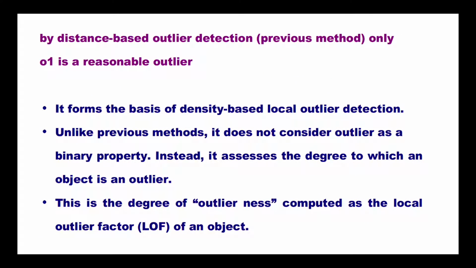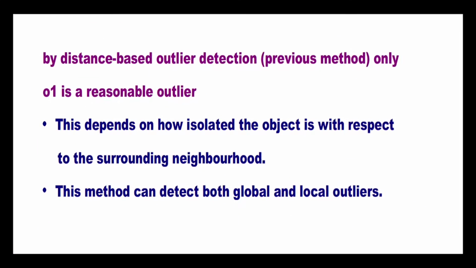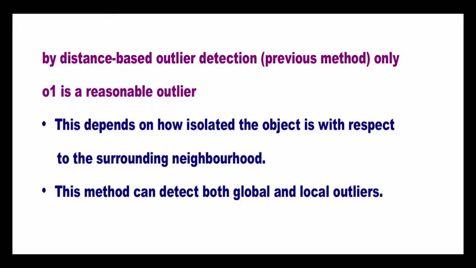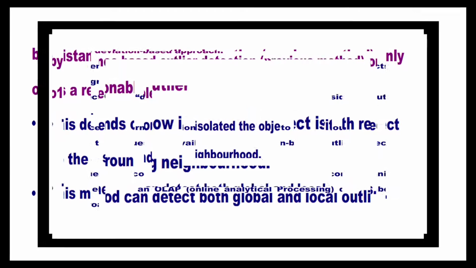It forms the basis of density-based outlier detection. Unlike previous methods, it does not consider outlier as a binary property. Instead, it assesses the degree to which an object is an outlier. This is the degree of outlierness, computed as the local outlier factor, represented as LOF, of an object. This depends on how isolated the object is with respect to the surrounding neighborhood. This method can detect both global as well as local outliers.